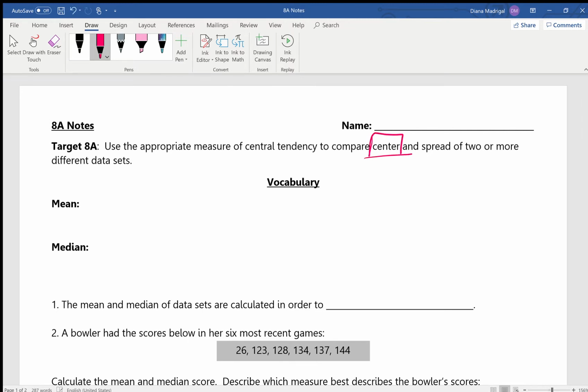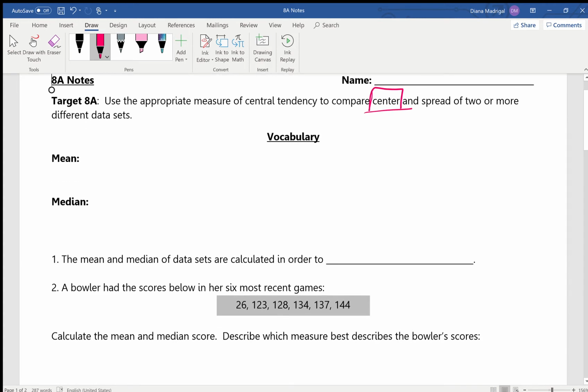We're going to be learning about the center of a data. All right, so the first thing that we're going to learn is about the mean and the median. Okay, so the mean and the median is going to talk about how to calculate the center of a data. So that is going to answer question number 1. The mean and the median of a data set is calculated in order to find the center of a data.